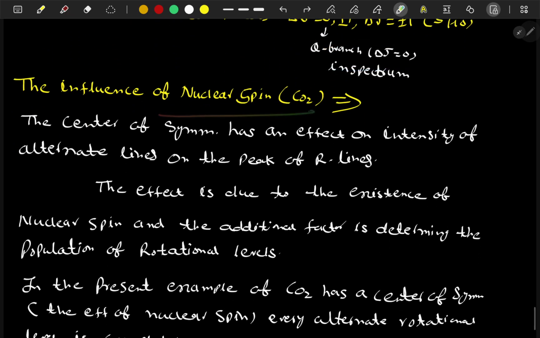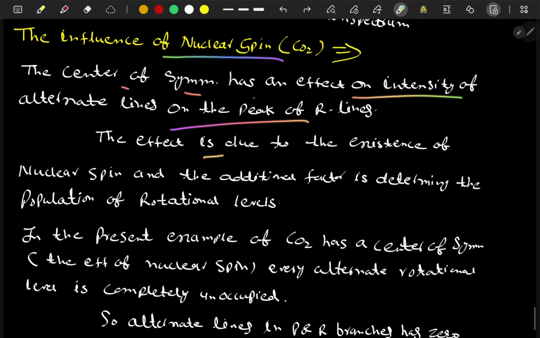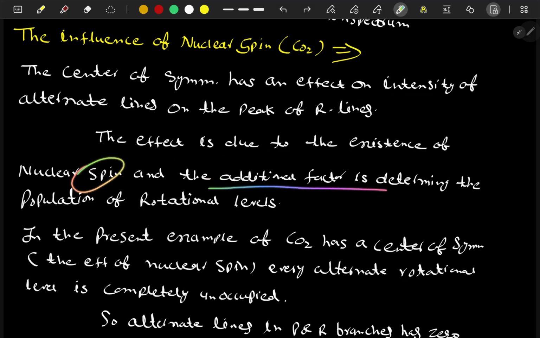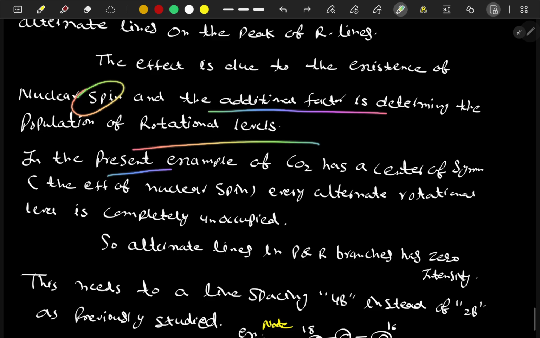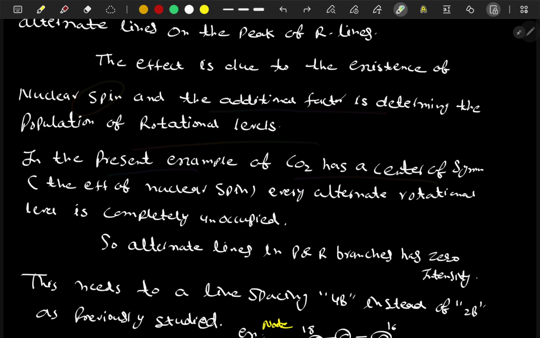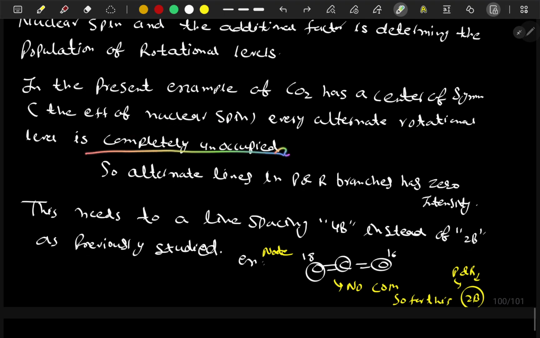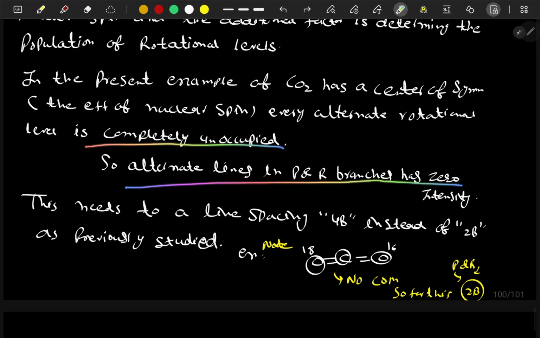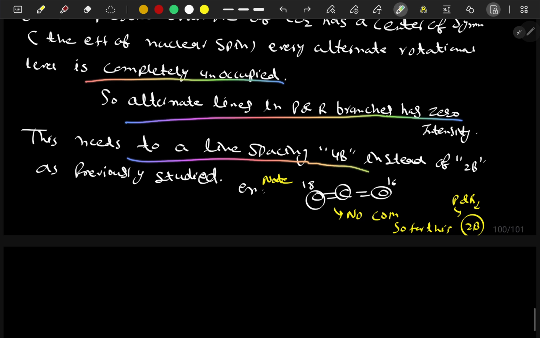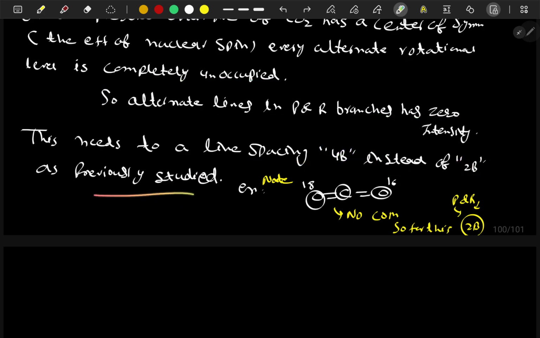Now nuclear spin, this is important. If we have a center of symmetry, then the effect of nuclear spin will be observed in the rotational lines. This is due to the existence of nuclear spin and the additional factor determining the population of rotational levels. In the present example, CO2 has a center of symmetry, so because of nuclear spin every alternate rotational line is completely absent. So alternate lines in the P and R branches are missing. This leads to a separation of spacing 4B instead of 2B. So with nuclear spin we have spacing 4B as compared to 2B. Just remember this.